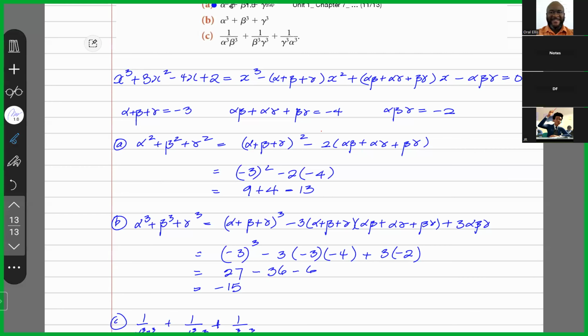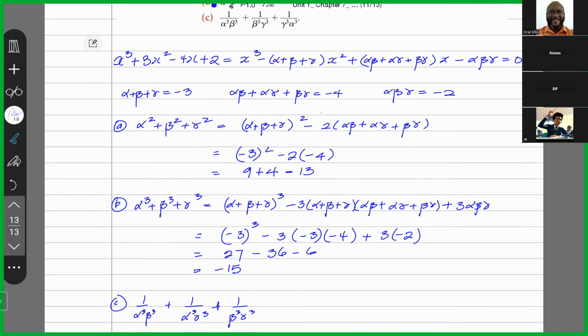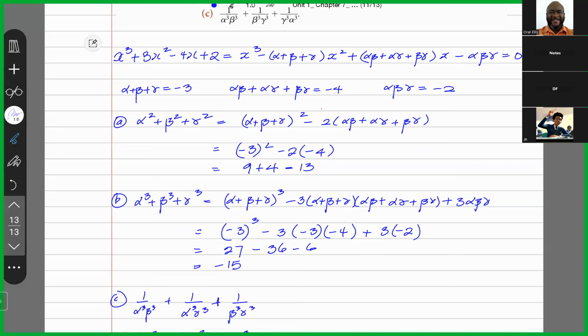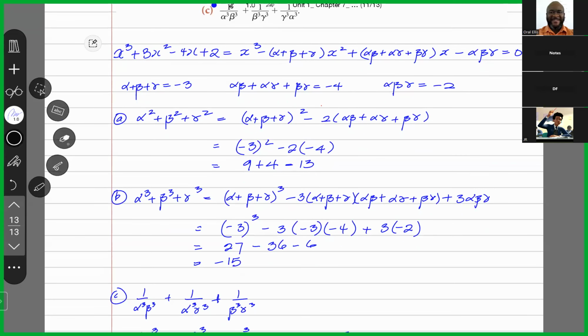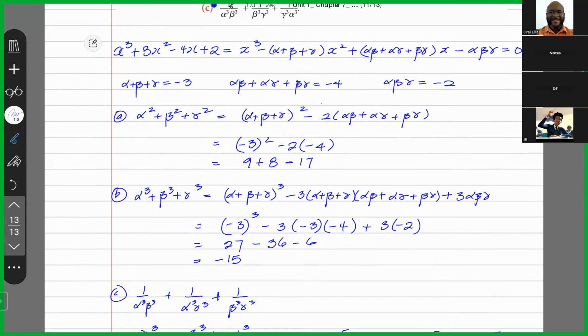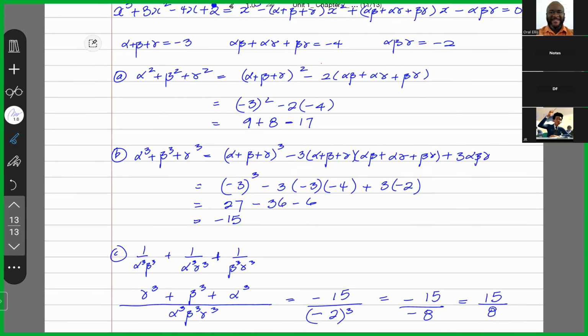All right, well, checking on the answers, I'm seeing where we made errors. So let's fix our errors. Here, minus 2 times minus 4 is actually positive 8. So the answer here should be 17. So there's us going through making errors. In an actual exam, you have to be careful not to do that.